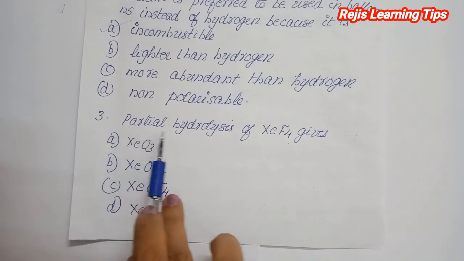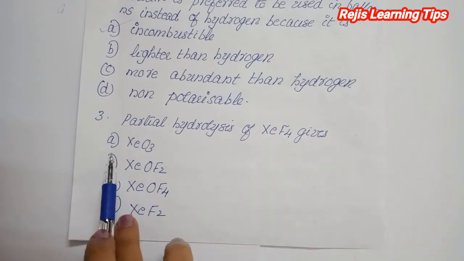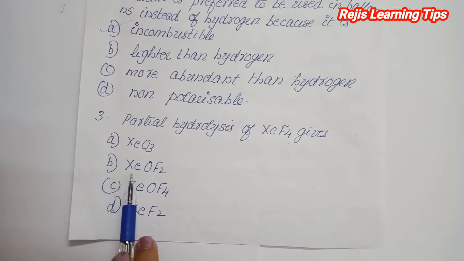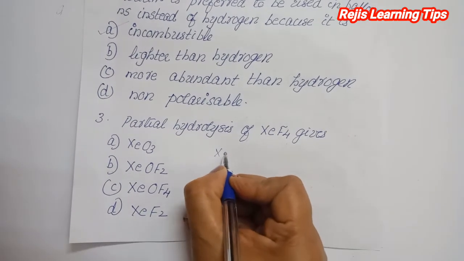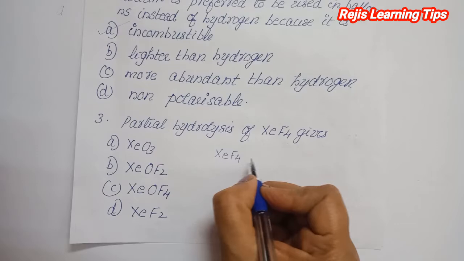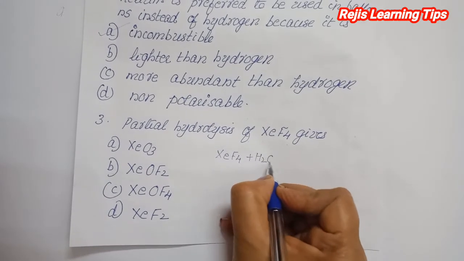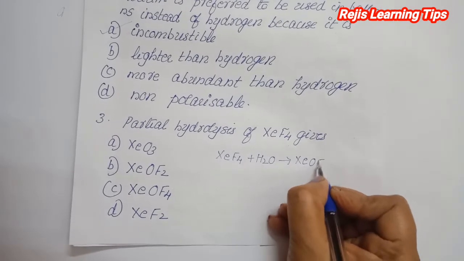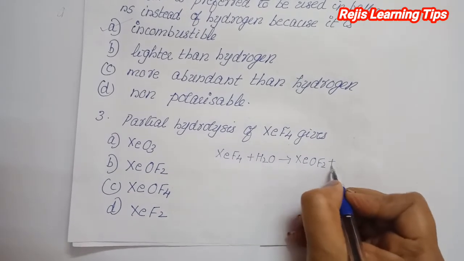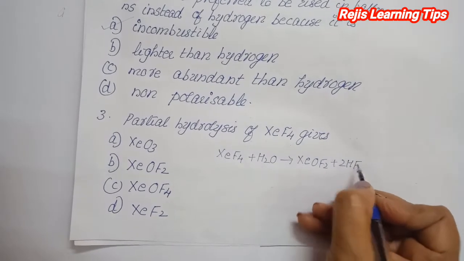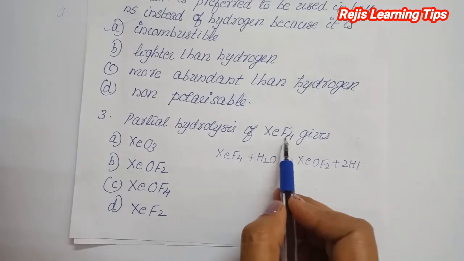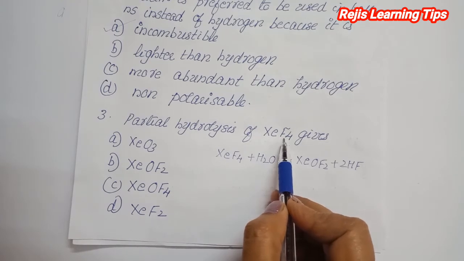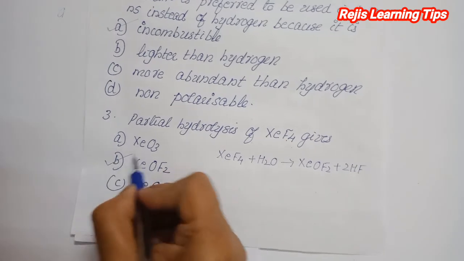Then third question, partial hydrolysis of XeF4 gives. Options are XeO3, XeOF2, XeOF4, XeF2. XeF4 plus H2O gives XeOF2 plus 2HF. On partial hydrolysis, XeF4 gives XeOF2. So our option is B.